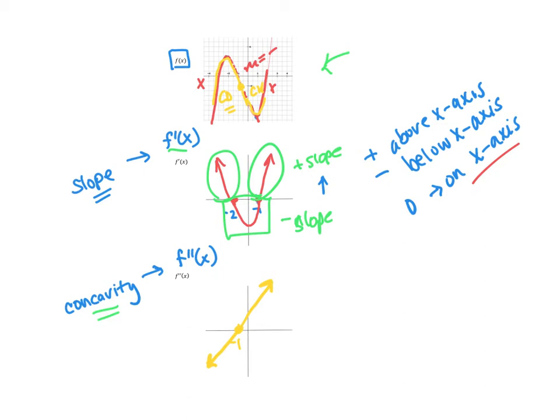Now, if you take a look at these three functions, originally I had a cubic function because I have 2 turning points, and the lowest degree it could be is an x to the 3rd.